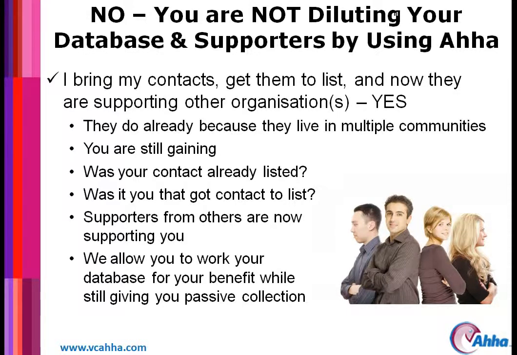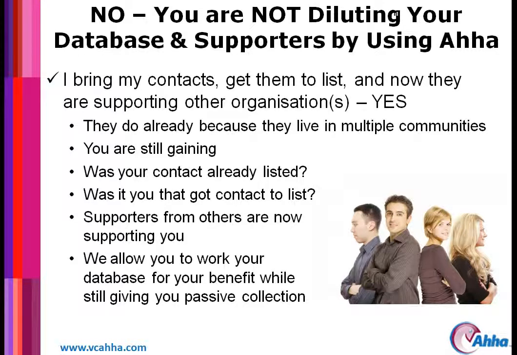Another point. So organization 2 comes to the table with Jean as a contact. Was Jean already using our platform and our service? How do we prove all this? How do we manage all of this? And again, was it you that got Jean to list?